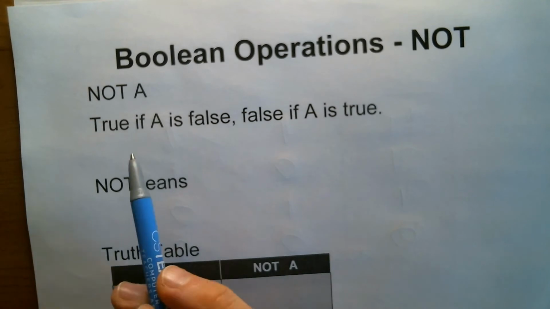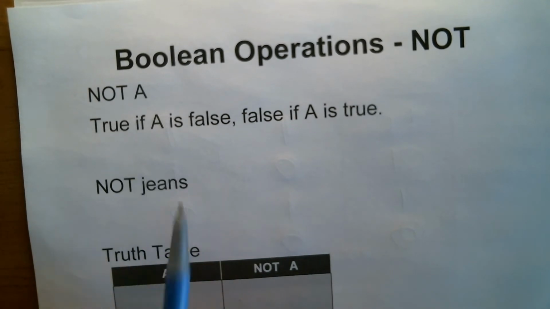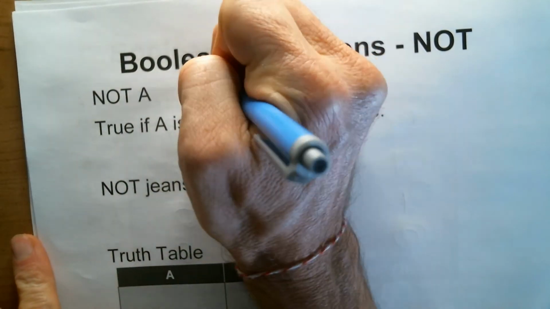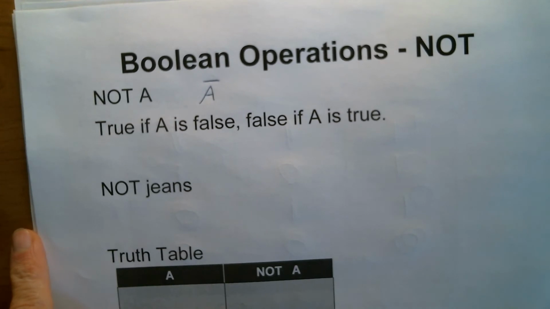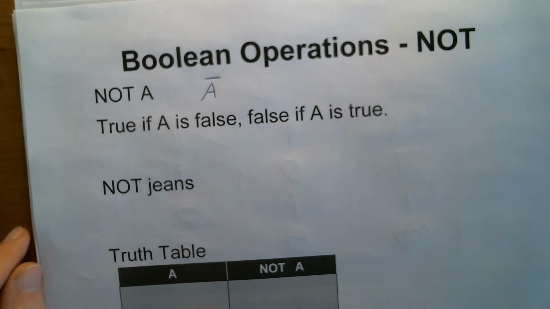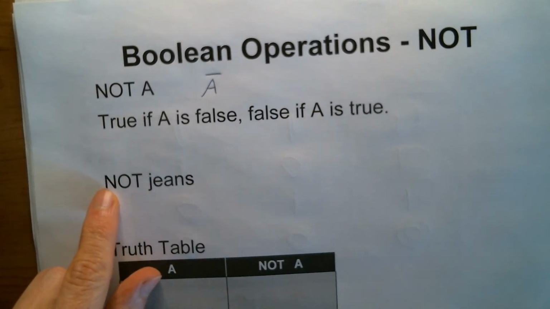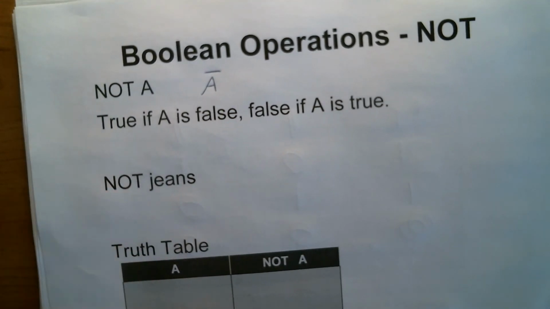Not A. True if A is false. False if A is true. Sometimes you'll see this as a line over the A. Not A. So, not jeans. What would that be? That would mean that you would only stand up if you were not wearing jeans. If you were not wearing jeans, then you'd be allowed to stand up. If you were wearing jeans, you would not be able to stand up.